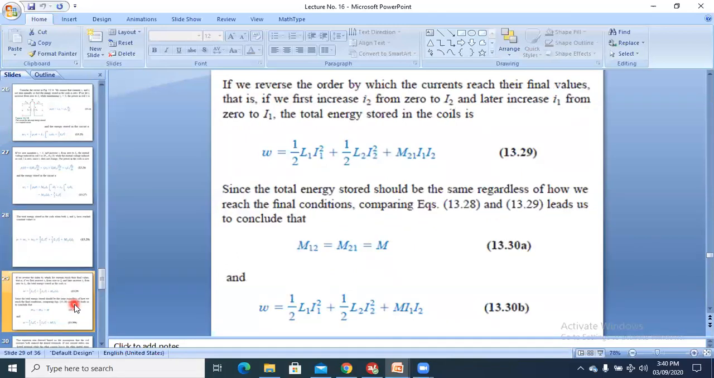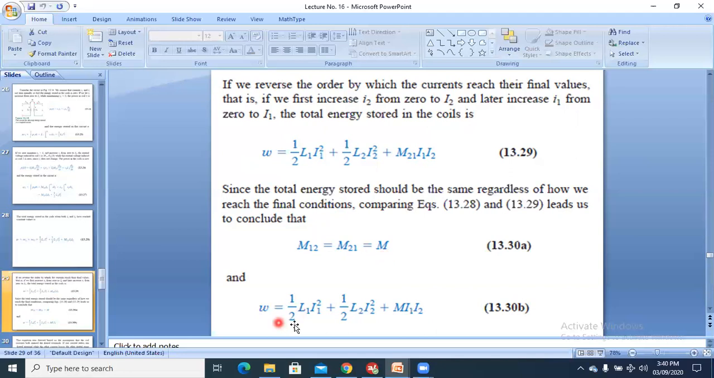So similarly, if we reverse the order that we calculate the energy due to the mutual inductance of the second coil, the energy will be given by this relationship, where the value of mutual inductance of the second coil is M21. By equating the two energies, we get M12 = M21 = M.